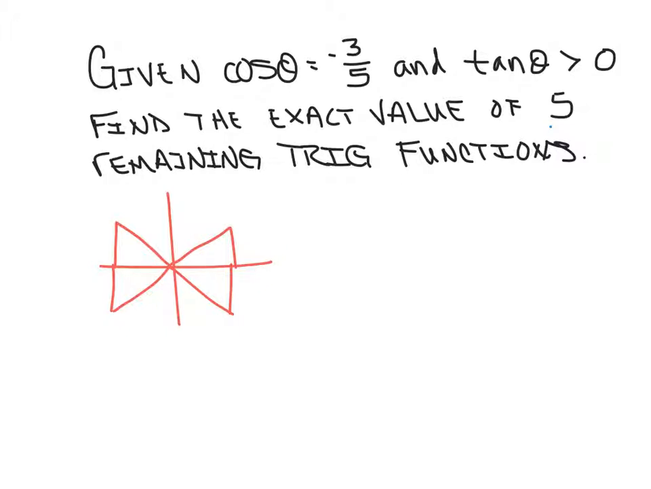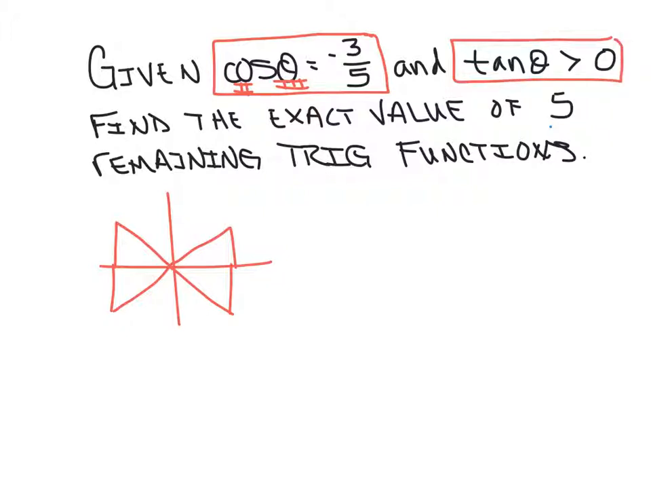So the first thing you'll notice is that the cosine of theta is negative, so that means I could be in quadrant 2 or quadrant 3. They also said that tangent is greater than 0. That's their way of saying it's positive. That means it could be in 1 or 3. So what's in common? It must be in quadrant 3 because that's the only quadrant where cosine can be negative simultaneously to tangent being positive. So let's zoom in on quadrant 3.